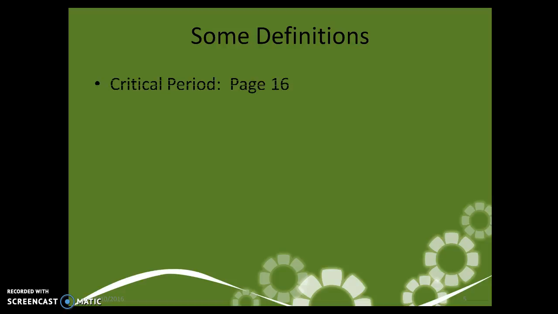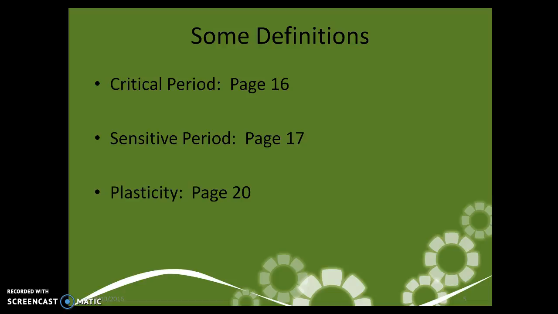A couple definitions I want you to know. Critical period is on page 16 in your book, and that's a time frame where something must occur in development versus a sensitive period where development is just most likely to occur. Language is the best example of a sensitive period. We know from birth to 3 is the really sensitive time for language development. If a child isn't read to and sang to and talked to and exposed to language from birth to age 3, they're going to have a really difficult time learning it later.